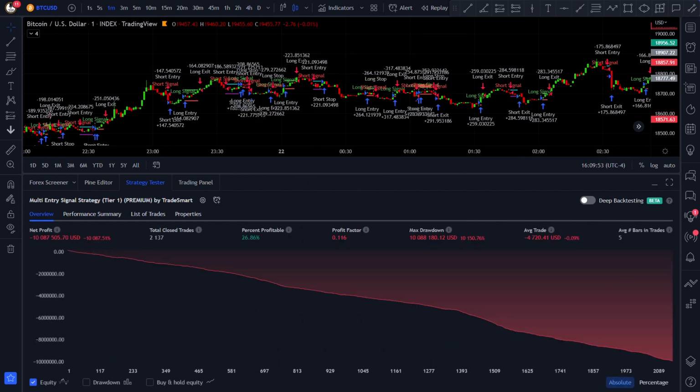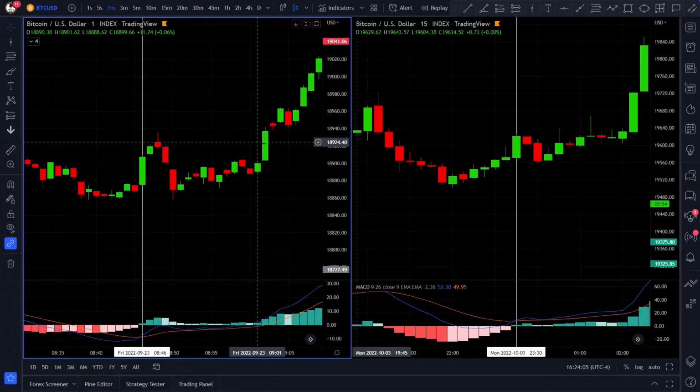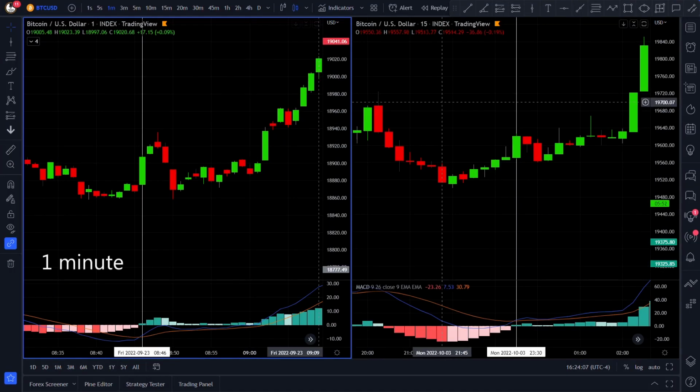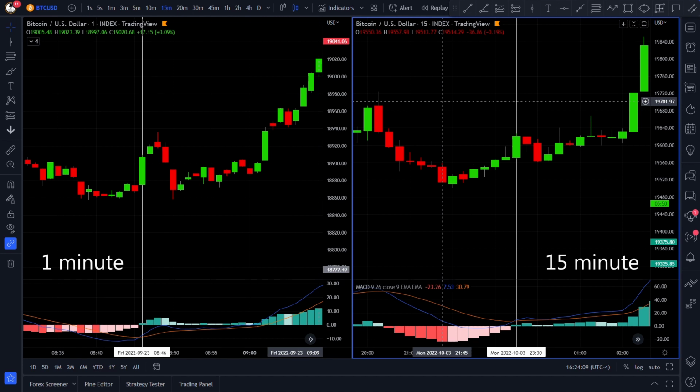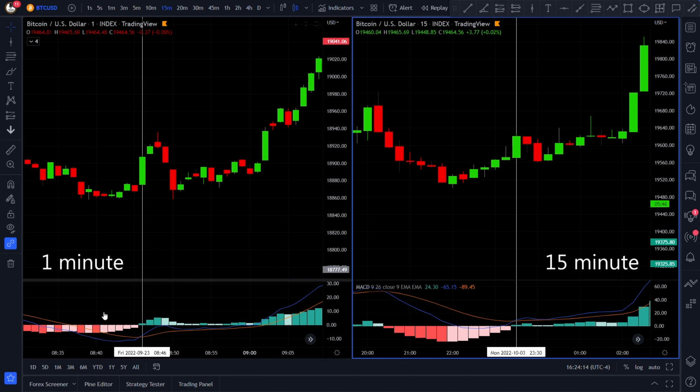Now if you take a look at the results, it looks terrible. If you were to use this strategy on the 1-minute chart, your account probably would have blown up within a few days. But why is this the case? Let's set up a simple trade on the 1-minute time frame and on the 15-minute time frame, then compare the two. For example purposes, I will use a simple MACD cross strategy.